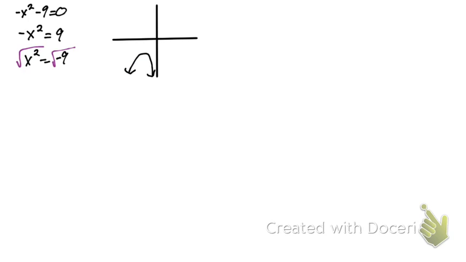Well, since there's a negative up front, it must be the second one. It must be that it's going down like this. And if you took the time to actually plot, our vertex would be at 0, negative 9, which would be about here, and it would open down.